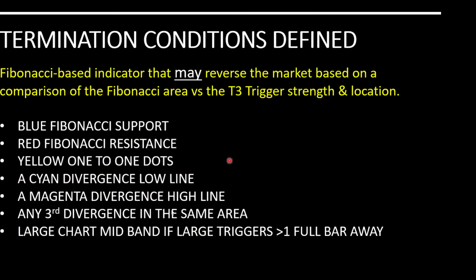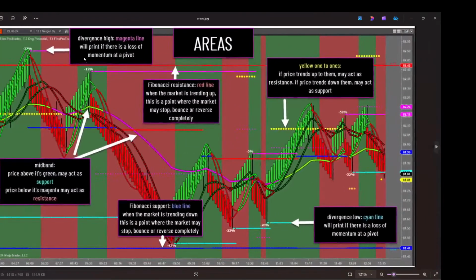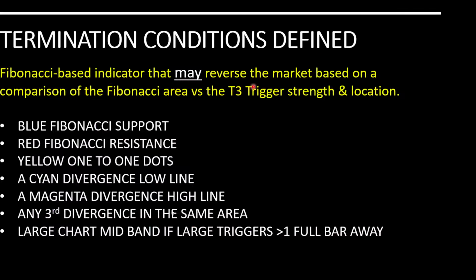So what is a termination condition? It's a horizontal line on your large chart. How easy is that? It's that Fibonacci support or resistance. It's those yellow 1-to-1s. It's those divergence highs and lows, guys. These are all horizontal lines on your large chart. Do you remember the picture? That's it. Just horizontal lines on your large chart that may reverse the trend, that may reverse the market, that could create an untradeable bounce.